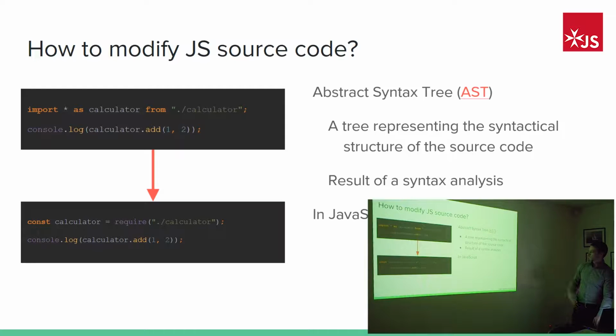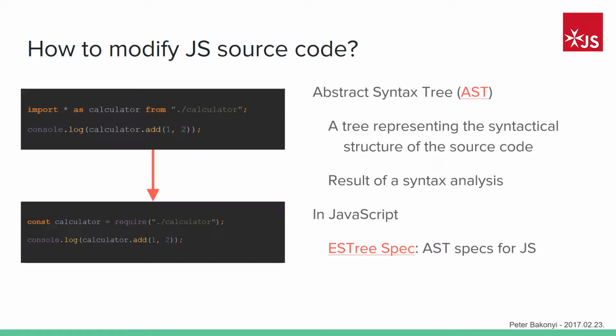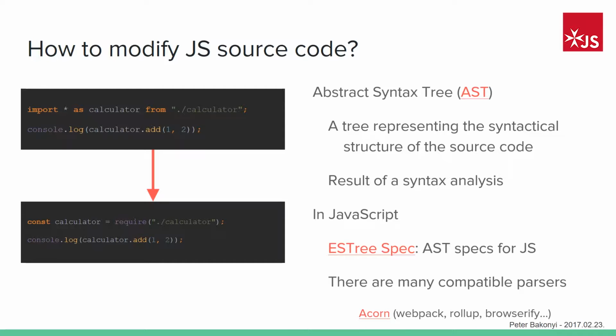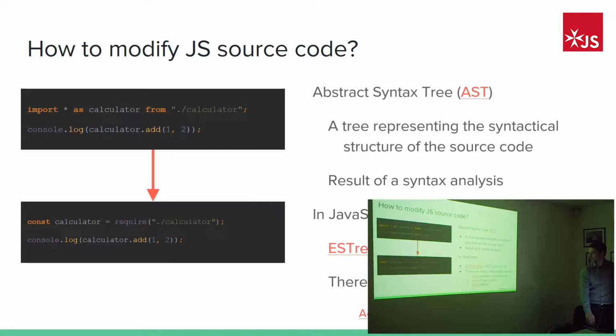In JavaScript, there is a common specification for abstract syntax trees. It's called the ESTree specification, and there are many compatible parsers. For example, Acorn, which is used by Webpack, Rollup, and Browserify. So all the bundlers are relying on this parser. There is, for example, Esprima. I'm not sure how to pronounce it, to be honest, but it was implemented by jQuery, and for example, Istanbul, the code coverage tool, is using that one. And of course, there is Babylon, which was created by Babel, and it's their own parser.